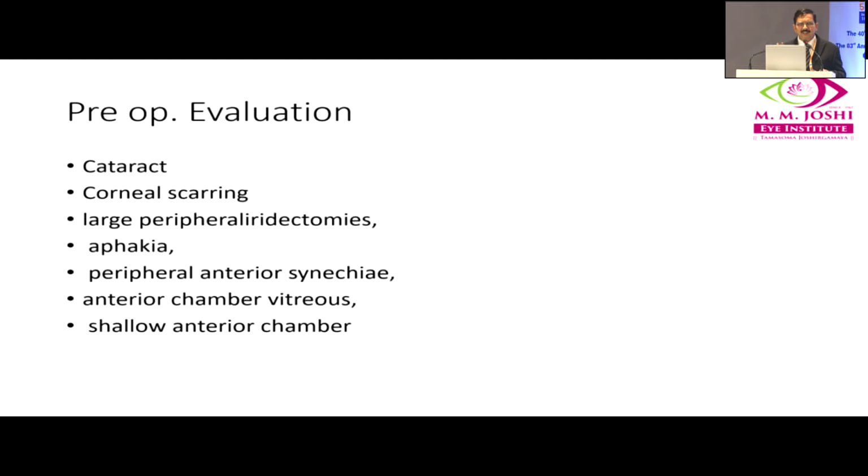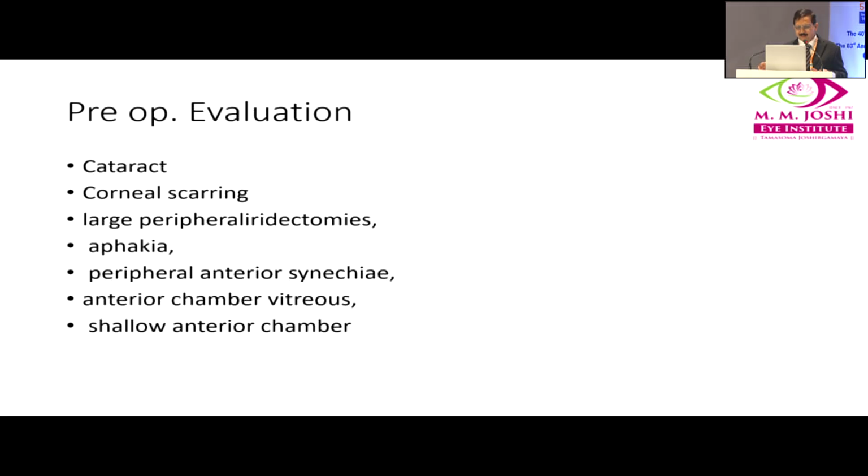This is basically to plan the surgery. If the patient has cataract, you'll have to plan cataract surgery along with the endothelial keratoplasty, and see if there is significant scarring or not. Sometimes it may look white, but if you do anterior segment OCT, you will come to know that it is only the epithelium which is edematous. Underneath the epithelium, the stroma is clear. So all you have to do is debride the epithelium, and you can go ahead with endothelial keratoplasty.